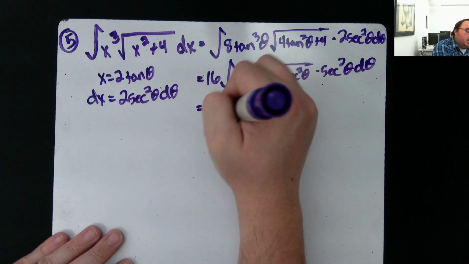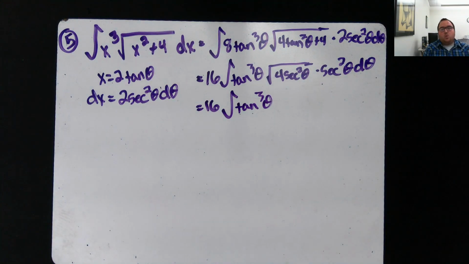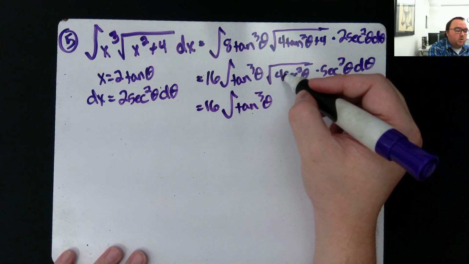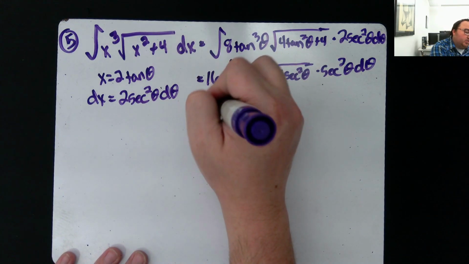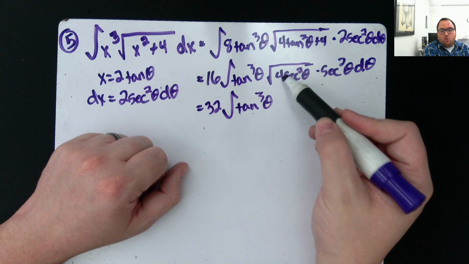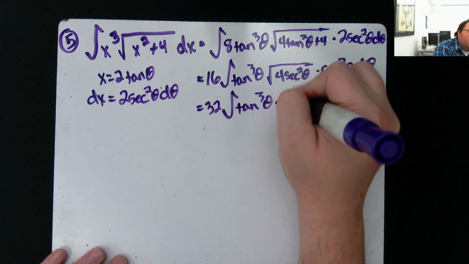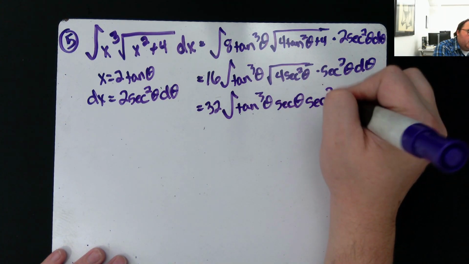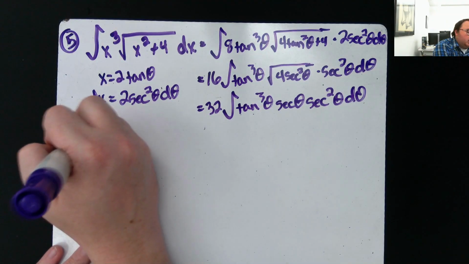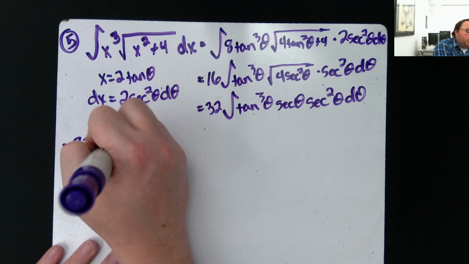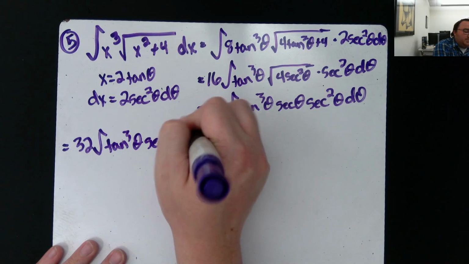Let's keep working. Tangent cubed, there's nothing I can do with that. Square root of 4 secant squared. Square root of 4 is 2, so I'm going to go ahead and bring out that 2, make this 32. Again, I got another 2 because the square root of 4 is 2, so brought it out front. Square root of secant squared is secant. Then we still have secant squared. Secant times secant squared is secant cubed. So this becomes 32 integral tangent cubed theta secant cubed theta d theta.